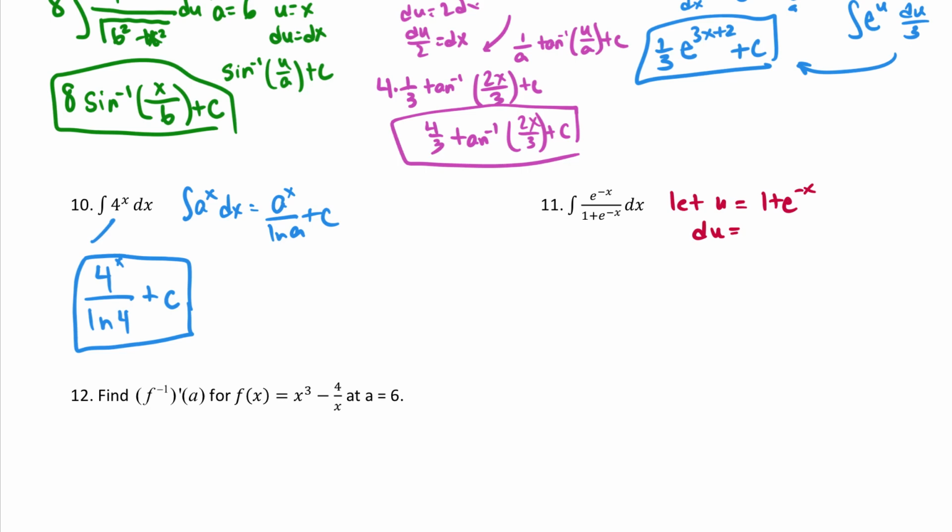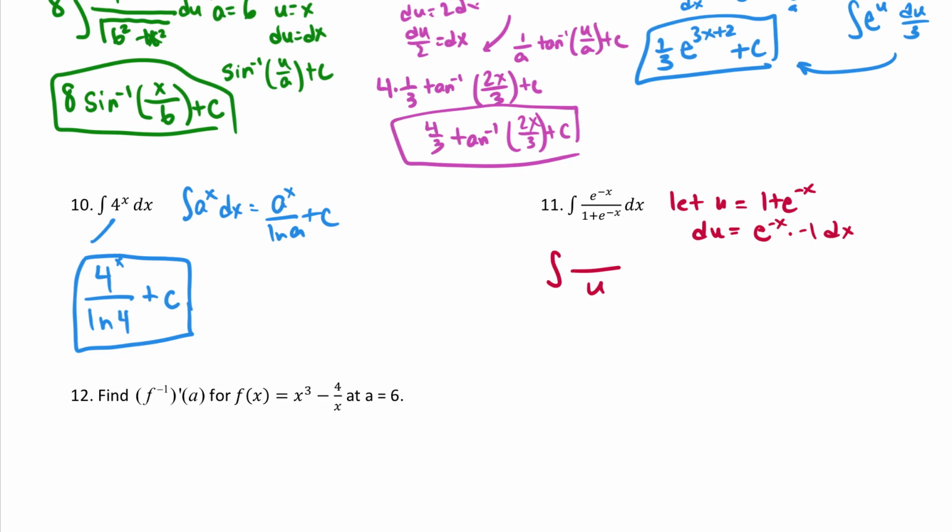So that means du will be e to the negative x times negative 1 dx. So let's make this substitution, and I will end up with the integral of u on the bottom here, and on the top I'm just going to leave this like this.